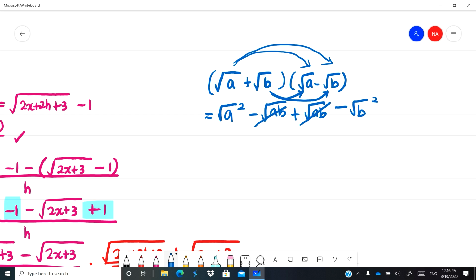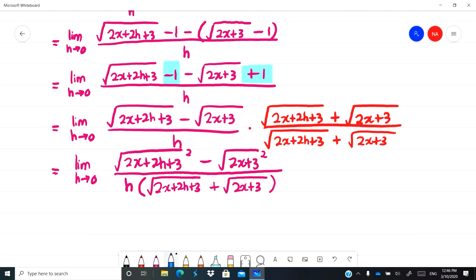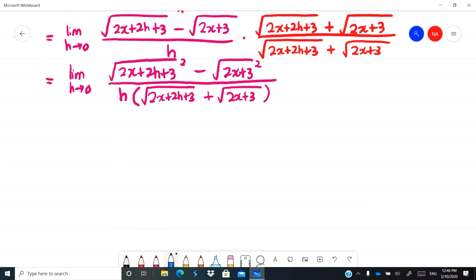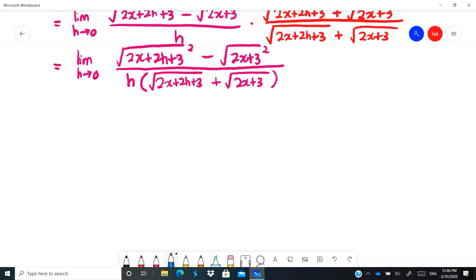So this part and this part can be cancelled. We are left with this part only. So that's what I did in this part, all right? Now we are going to simplify that.